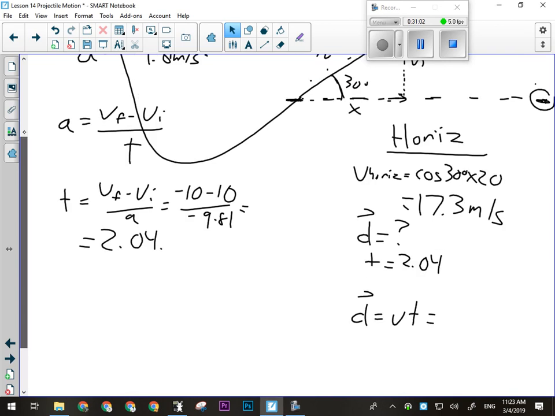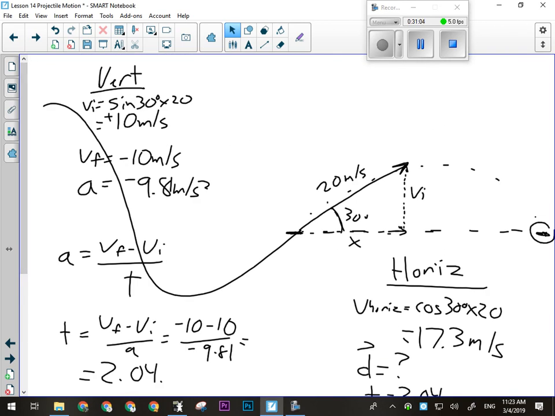So does everyone kind of follow what we did here? It's basically just, again, there's nothing in this that we haven't done already before. We've found vector components. We've done acceleration problems and V equals d over t. Question?